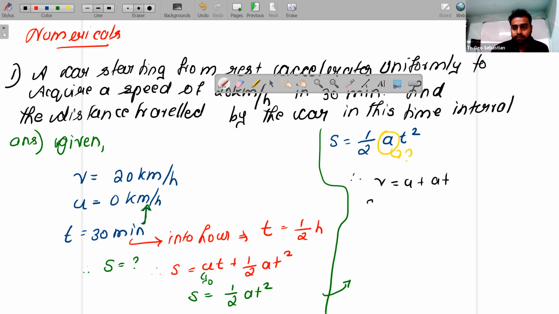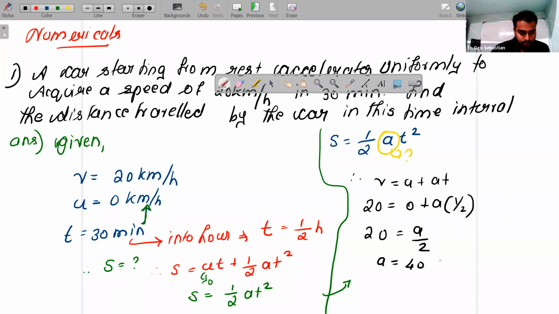Just substitute the value. V is 20, u is 0, a we substitute, and t is nothing but half. So 20 is equal to a by 2. Therefore, acceleration is equal to 40 kilometer per hour. So we can find acceleration by the equation a equals v minus u by t. This is easier. So you got a also.